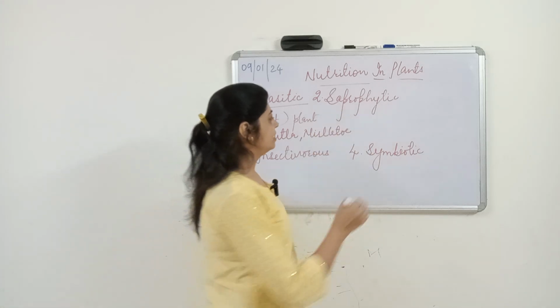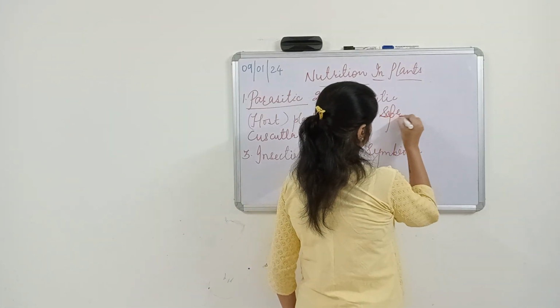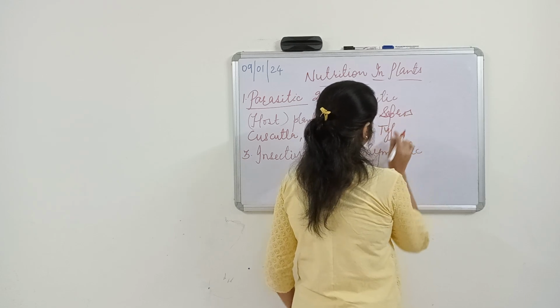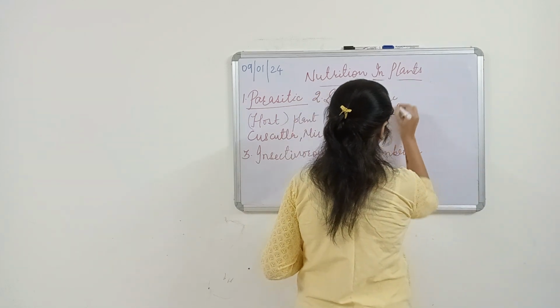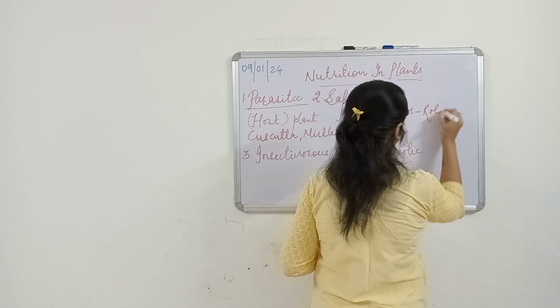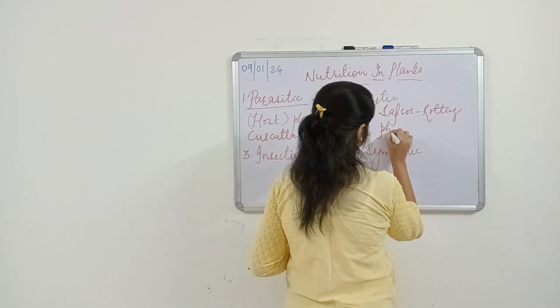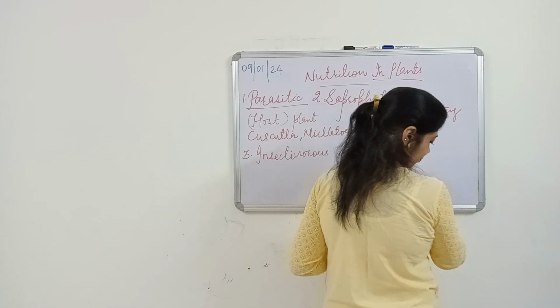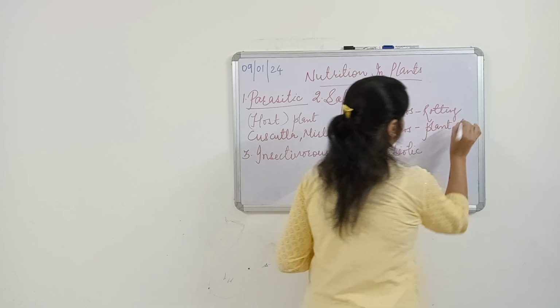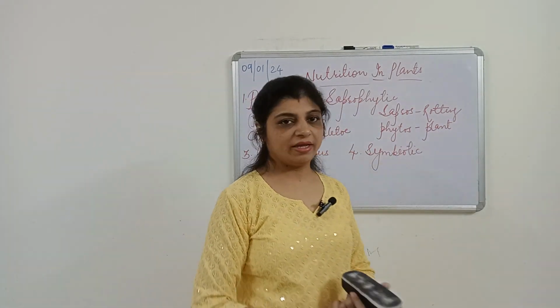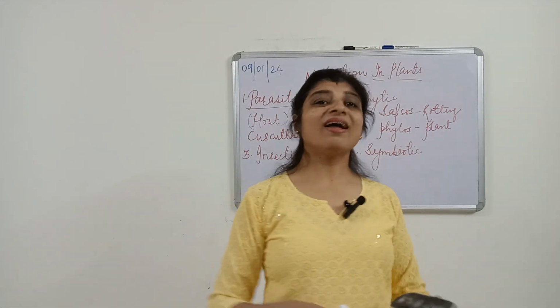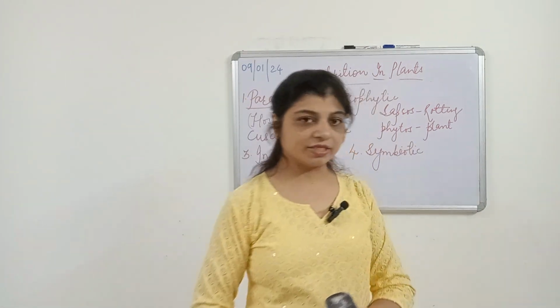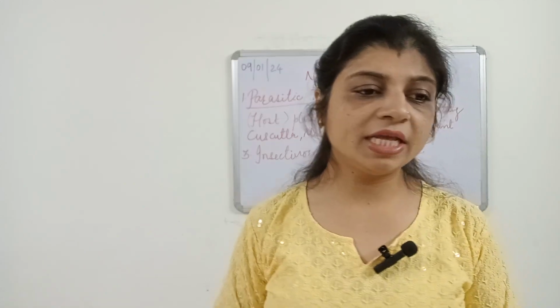Now saprophytic. Sapros and phytic. Let's find out the meaning of this. Sapros means rotting, and phytos means a plant. Now rotting means what? Dead or decaying material. So a plant which is dependent upon a dead plant, a decayed plant, or an animal is called a saprophytic plant. A plant which is dependent upon dead or decayed material is called a saprophytic plant.